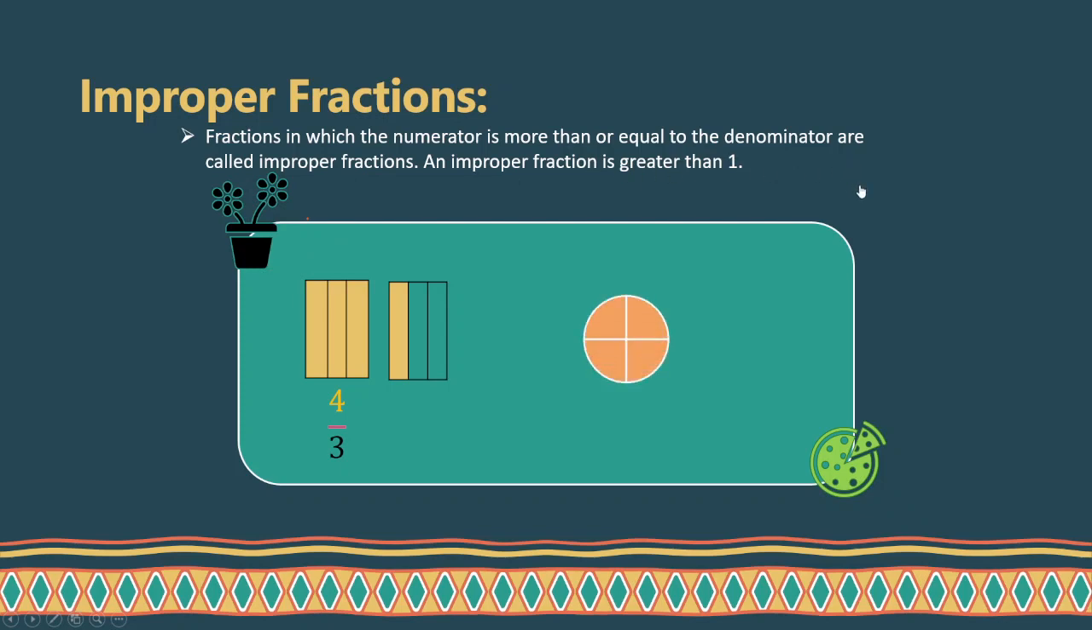Also consider this circle. Here are two circles. Each circle is divided into 4 equal parts and 5 parts are colored. Then these are written in the fraction form. This becomes 5 by 4. 5 is greater than 4. So this kind of fraction is called improper fraction. Improper fraction is nothing but the numerator is greater than the denominator, so this kind of fraction is called improper fraction.